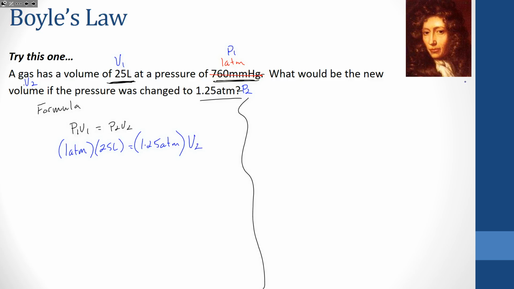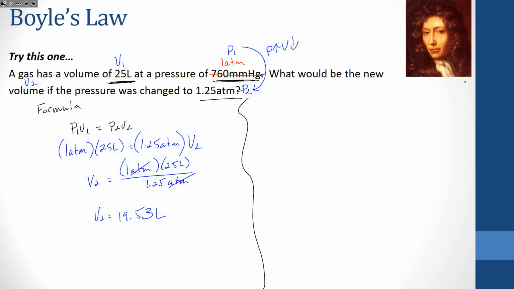So divide both sides by 1.25 atmospheres, so V2 ends up being 1 atmosphere times 25 liters divided by 1.25 atmospheres. Now we cancel out atmospheres. 1 times 25 is 25, divided by 1.25, and we get V2 is 19.53 liters. And if we're doing the logic method, we're going to think about what our answer should be. The pressure has gone up, from 1 atmosphere to 1.25. So that means the volume better go down. And my volume did go down, from 25 to 19. So I probably did that right.